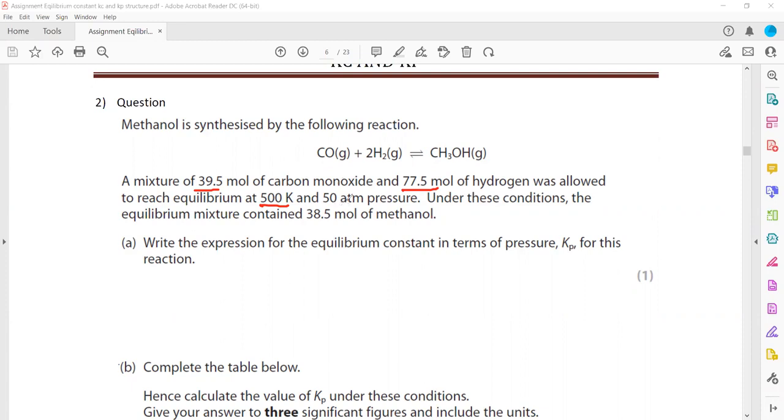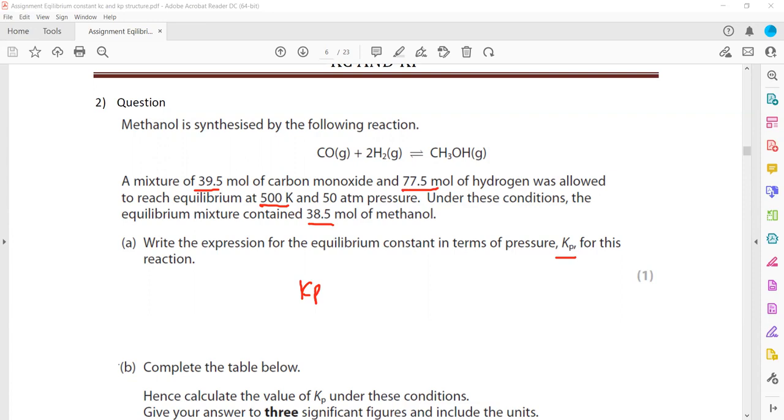And 50 atm. 50 atm is the total pressure. Under these conditions, the equilibrium mixture contains 38.5 moles of methanol. Write an expression for the equilibrium constant in terms of Kp. So Kp means in terms of pressure, we have to write the expression here.